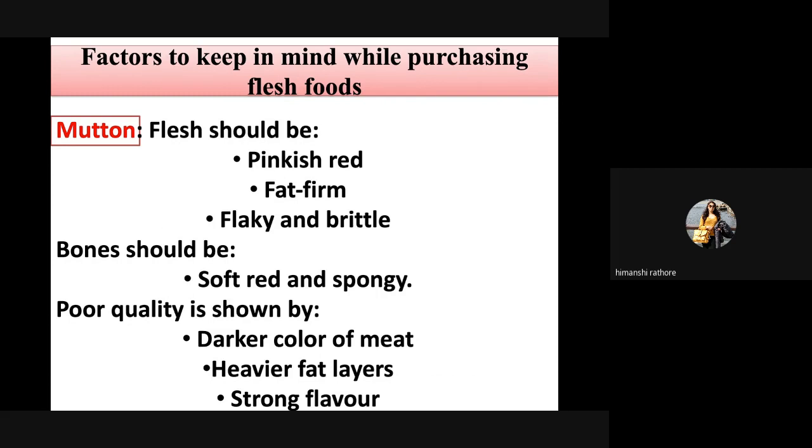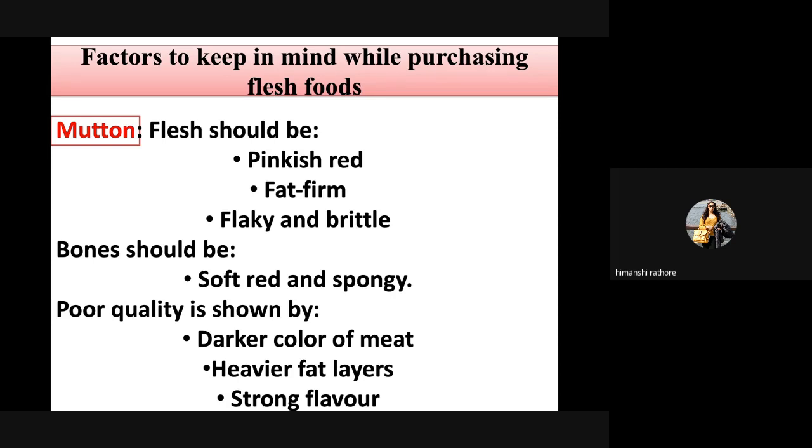And poor quality: how will you see how poor quality meat looks? It will be darker in color, the fat layer will be heavier, and there will be some odor coming out of it, which gives a strong flavor also. So these are the points which you have to keep in mind while buying or purchasing meat and flesh foods.